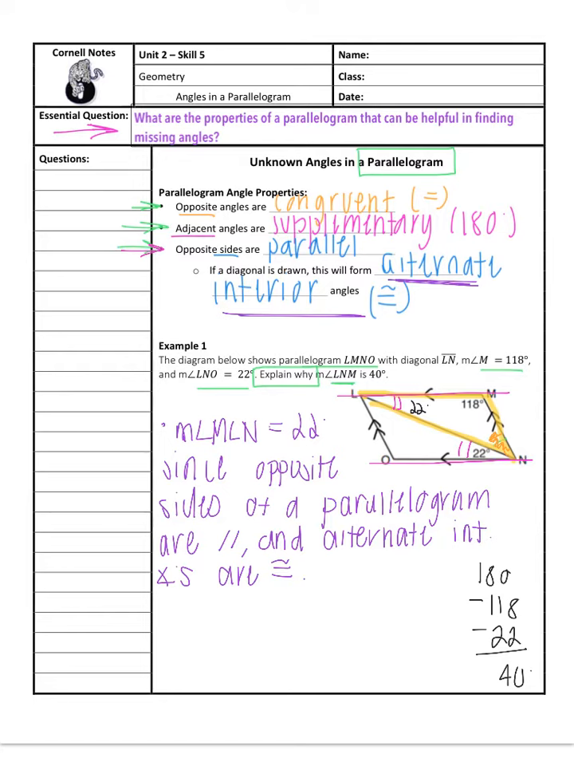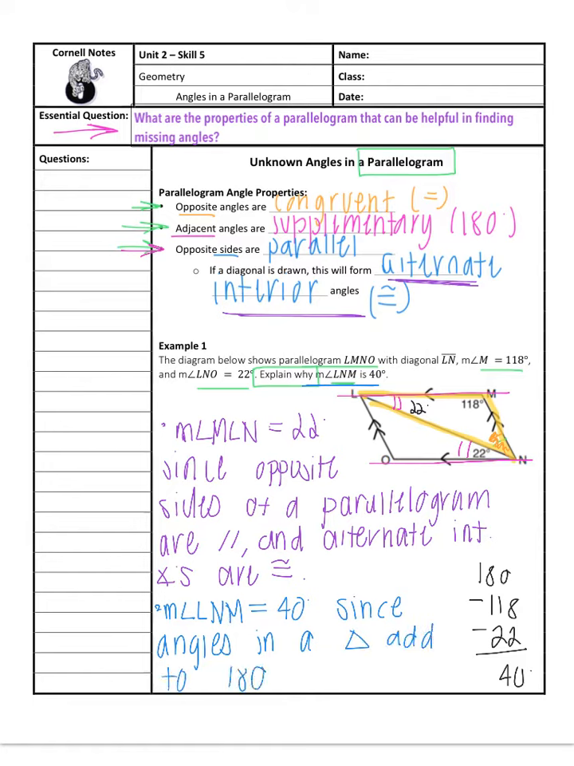So we can start by saying the measure of angle, and again I'm just looking back up here at what it told me, LNM is equal to 40 since angles in a triangle add to 180 degrees. And that's the end of our problem there.